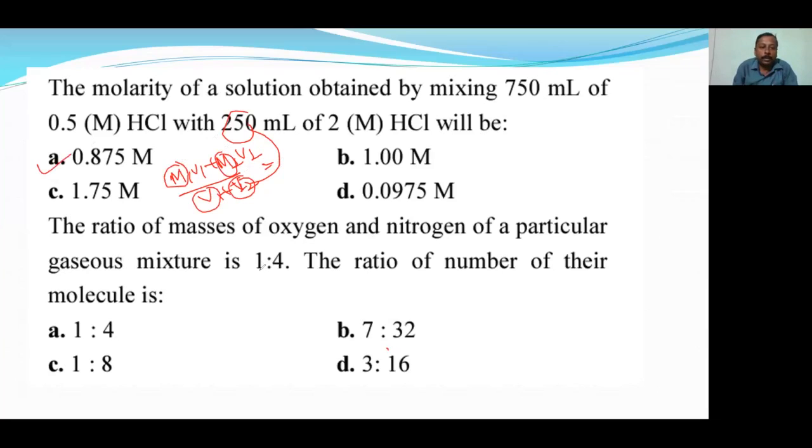On simplifying, you will get 0.875. Here, the ratio of masses of oxygen and nitrogen molecules: actually the moles will be the same as the mole ratio. So 1 divided by the oxygen molecular mass, which is 32. In the same way, nitrogen 4 divided by 28. On simplifying, I am getting the ratio 7 to 32. I think you will also get the same answer. Okay, let's go for the next questions.